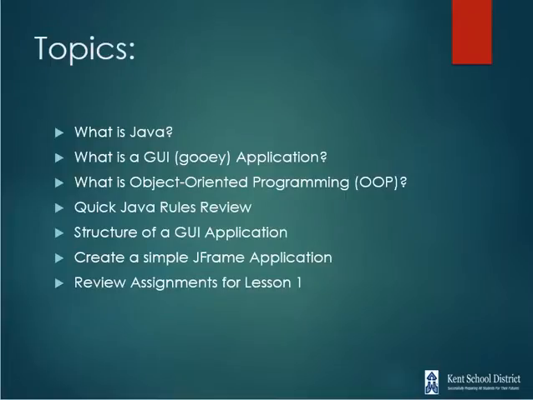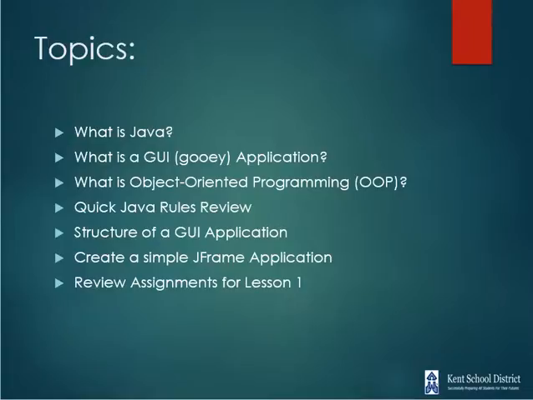We'll be discussing, once again, a review of what is Java. You should already know what Java is because you've used it already, but we'll discuss some of the specific features of the programming language. We'll also talk about what a GUI application is and what an object-oriented program is compared to, say, a console application. We'll also be discussing a quick Java rules review just to make sure we're all on the same page. And then we'll have the structure of a GUI application and how to build a GUI application.